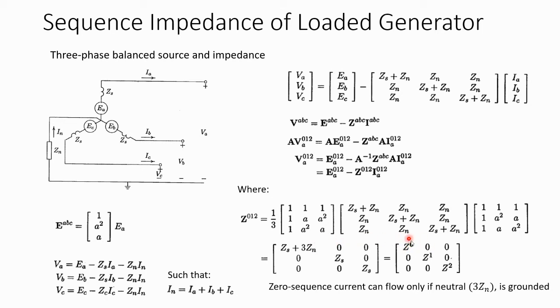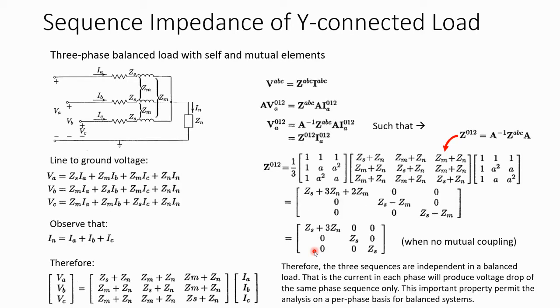Okay, if you notice over here, Z0 can only exist if we have a Zn over here. That is when the neutral is grounded. If Zn does not exist, then Z0 does not exist anymore. So we can say that zero sequence current can flow only if the neutral is grounded. The take-home point between this analysis and this analysis is that the analysis of symmetrical components on a per phase basis is independent of each other, and that the zero sequence impedance can only exist if the neutral is grounded.